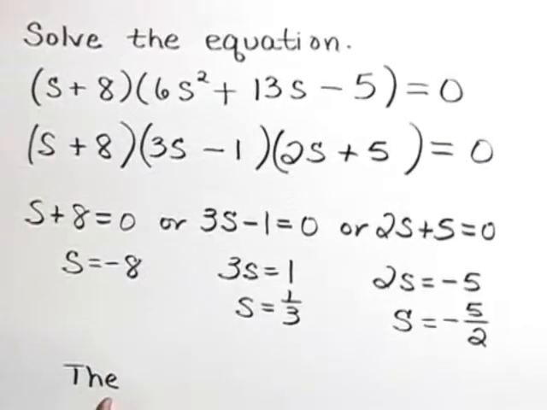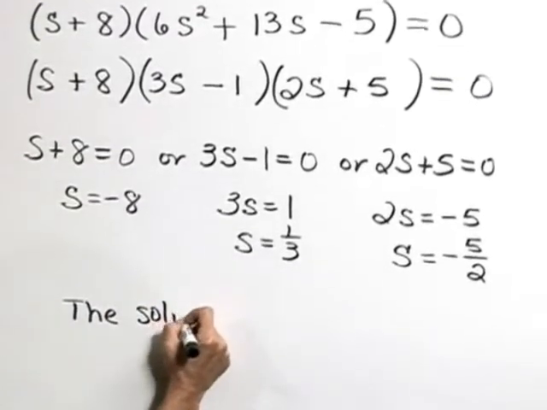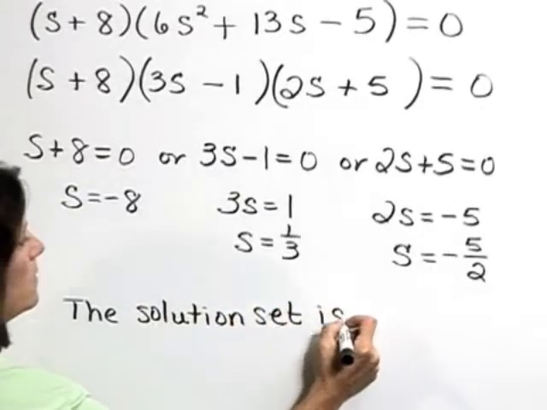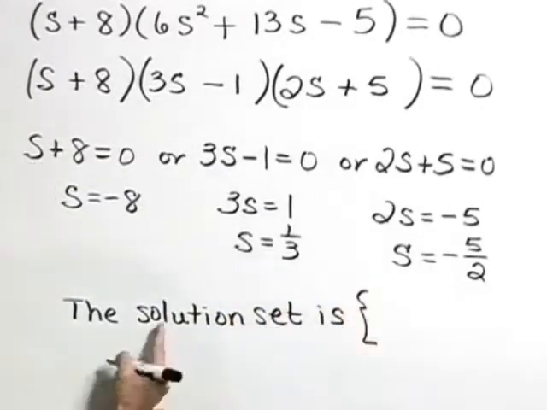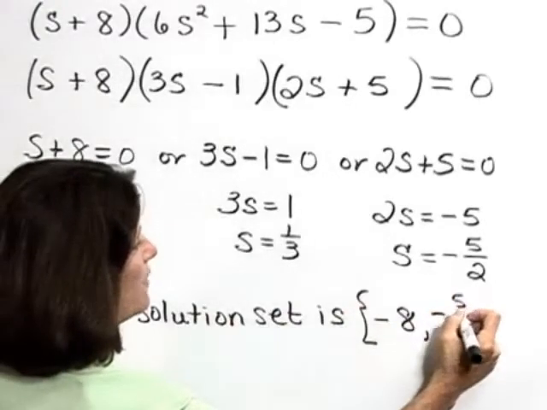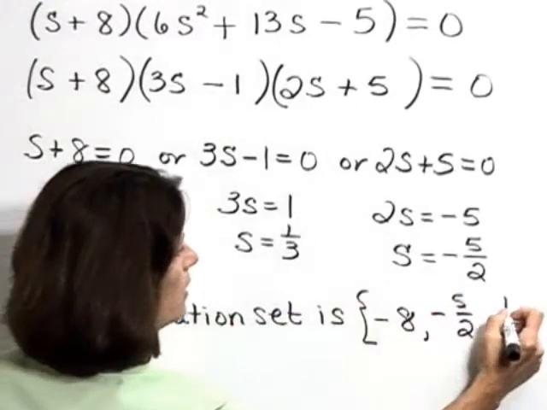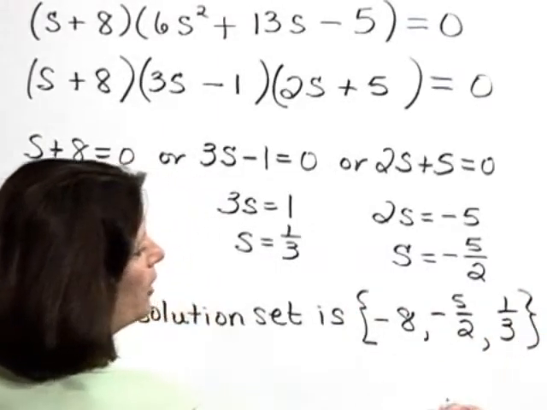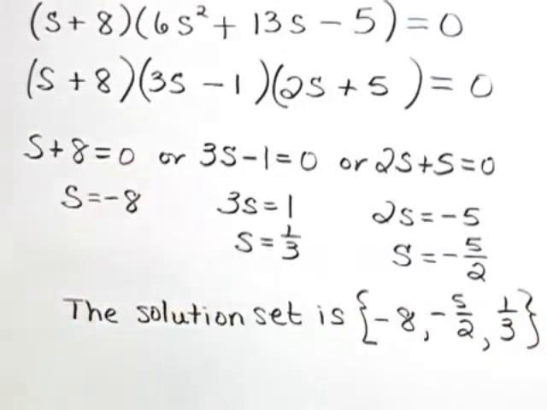So let's summarize by saying the solution set is, I'm going to write the −8 first, and then our −5/2 next, and then the 1/3, placing those in numerical order. The solution set is −8, −5/2, and 1/3.